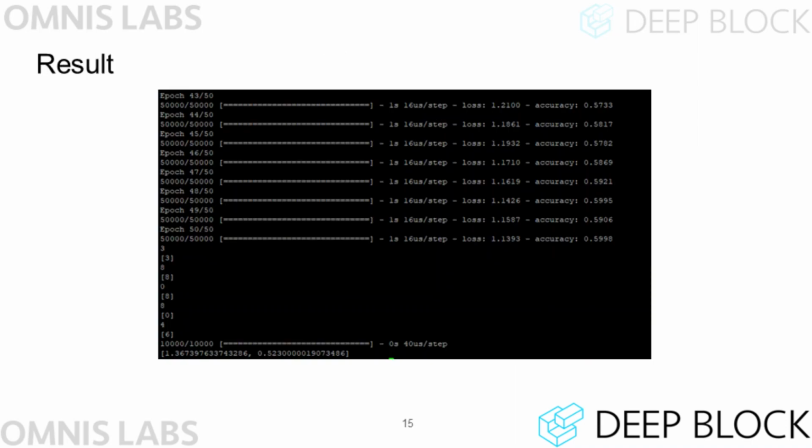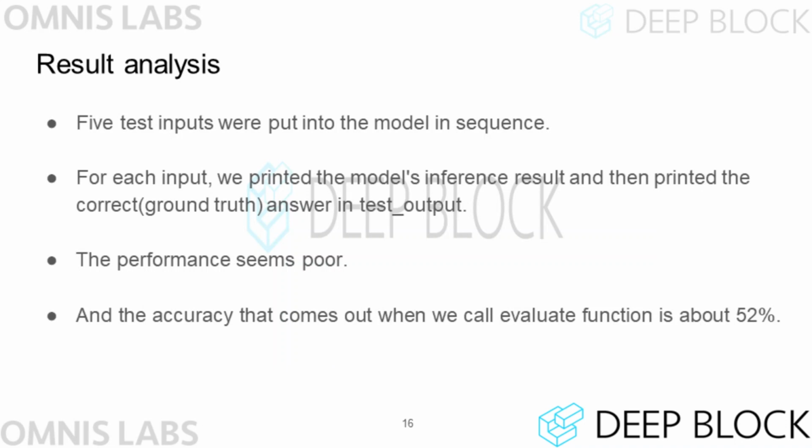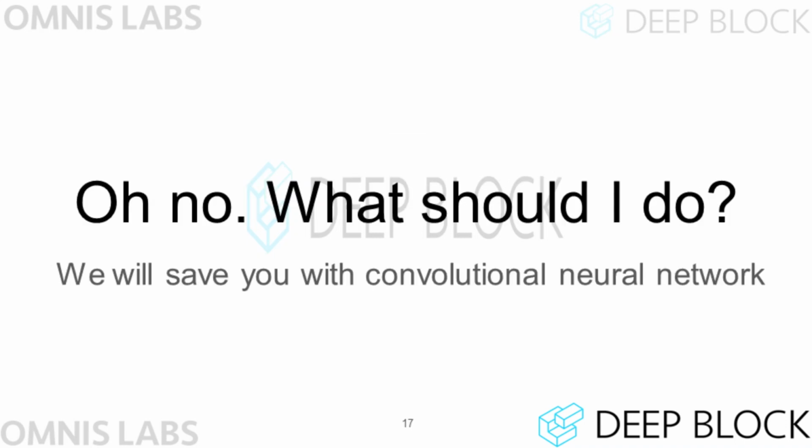When you run the program, training starts and the following text is printed to the console. Although the inference result and the correct answer for 5 test input are the same, if you evaluate the entire test data, you can confirm that the model's accuracy is about 53%. How can we improve the accuracy of the model? In this lecture, we will learn about convolutional neural networks and use them to improve the performance of the CIFAR-10 classifier.